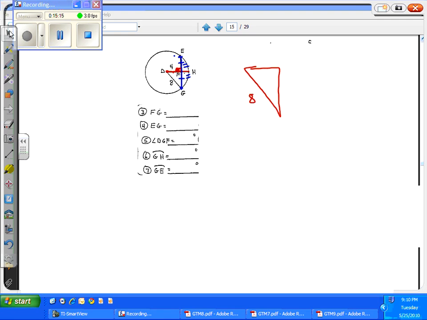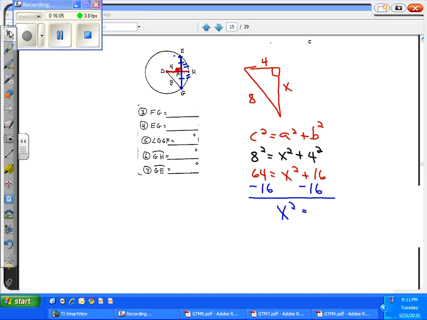This is 8. This is 4. We're looking for FG. We can call it X. We're looking for our missing side of a right triangle, so we can use the Pythagorean theorem: C squared equals A squared plus B squared. But even better than that, we should know the relationship because we see the 4 to 8. But let's act like we didn't see that yet. So we're going to say hypotenuse 8 squared equals one leg x squared plus the other leg 4 squared.